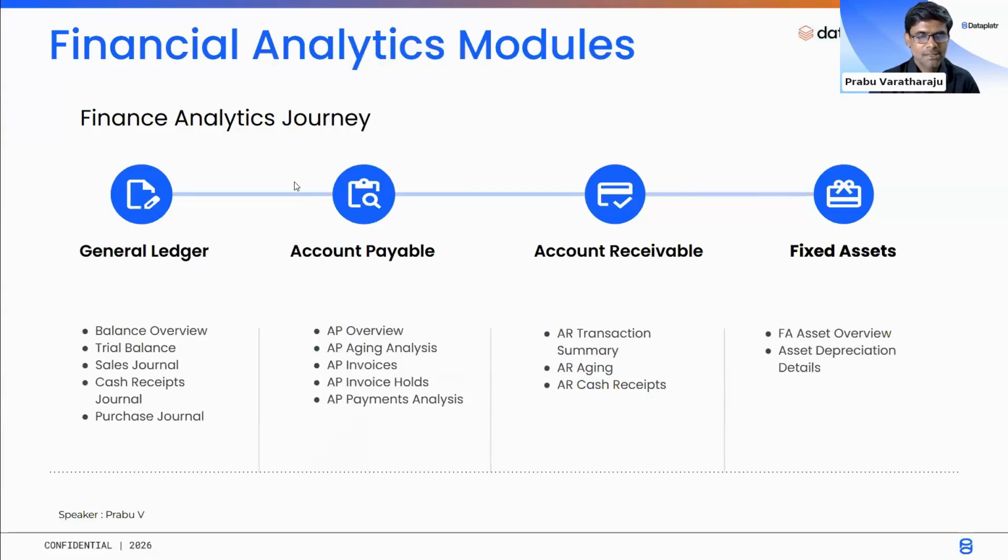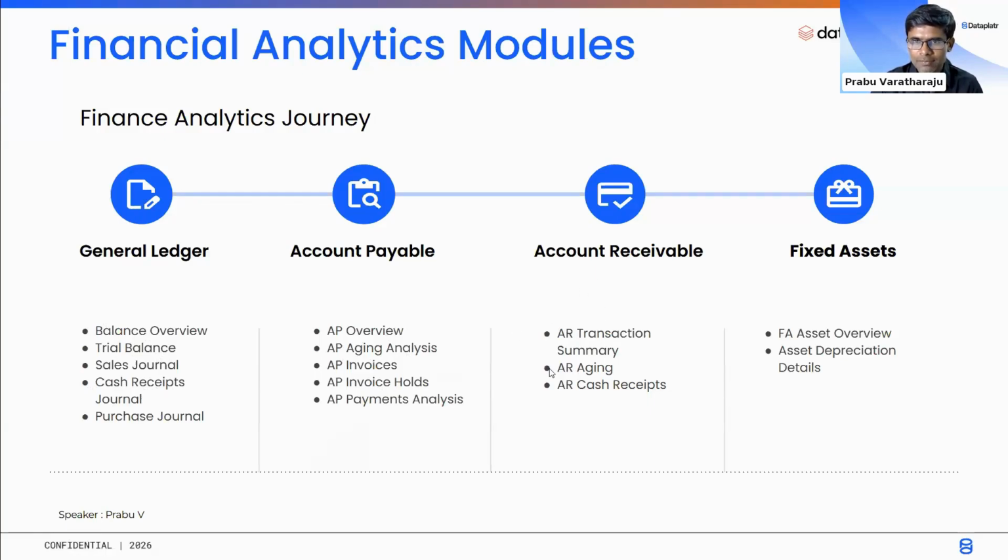As part of the finance pre-built analytics, we have four major modules: general ledger, account payables, account receivables, and fixed assets. Under each of these modules, we have multiple pre-built dashboards. General ledger contains GL balance overview, trial balance, and various journal dashboards like search journal, cash receipts, and purchase journals. Under account payables, we have account payables overview, AP aging analysis, AP invoices and hold related analysis, and then finally the AP payment analysis.